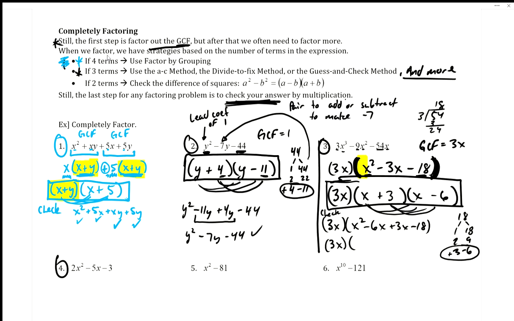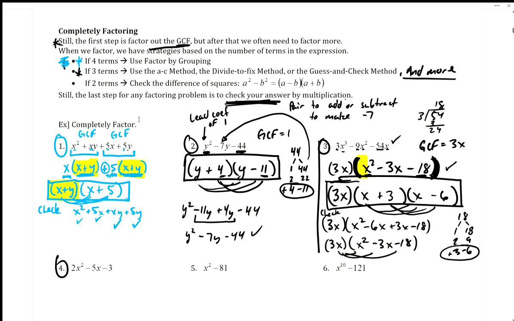We can simplify inside those parentheses. We would have x squared minus 3x minus 18. Notice that matches the bolded parentheses. And then we would multiply the 3x back in, and it would match the original. Okay, so I'm going to skip that because I'm out of room, but it does match it.